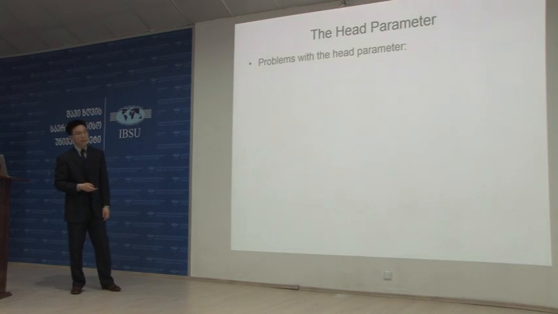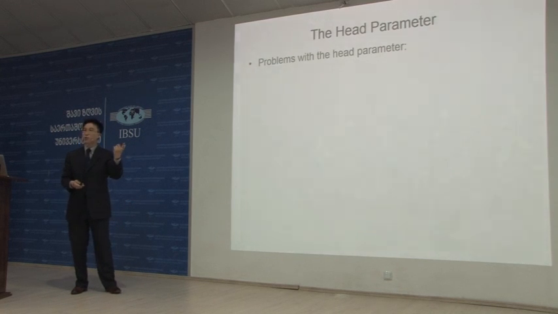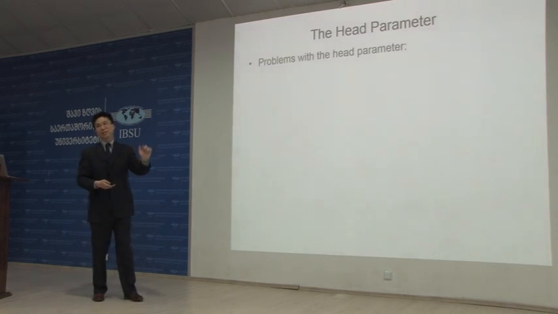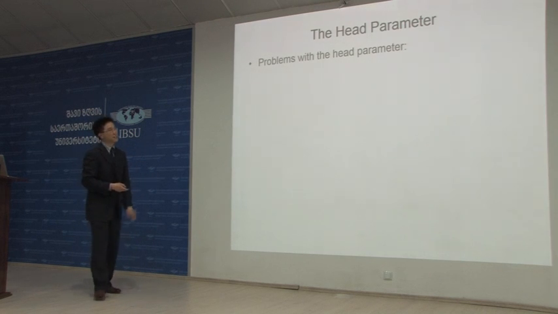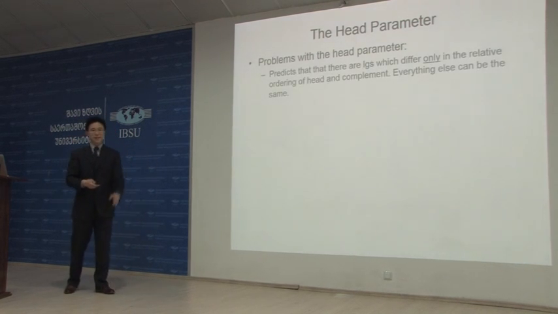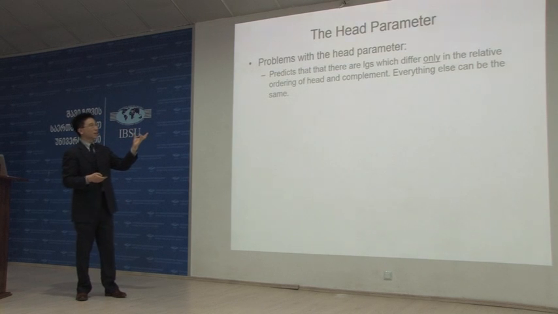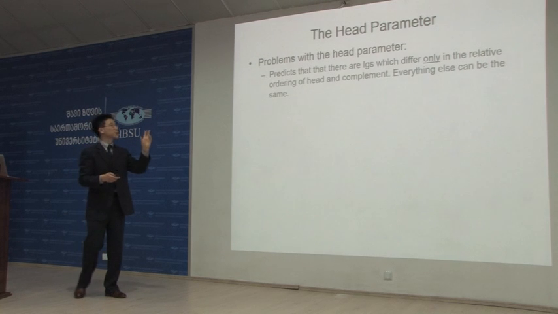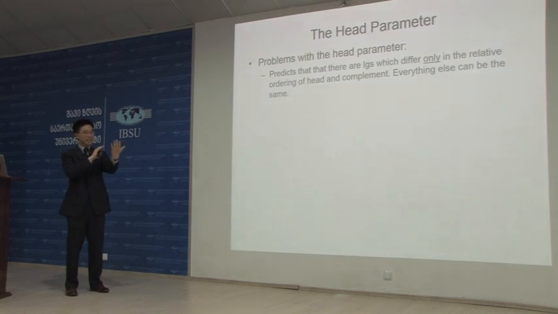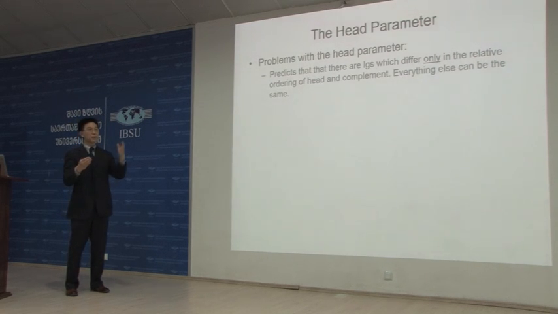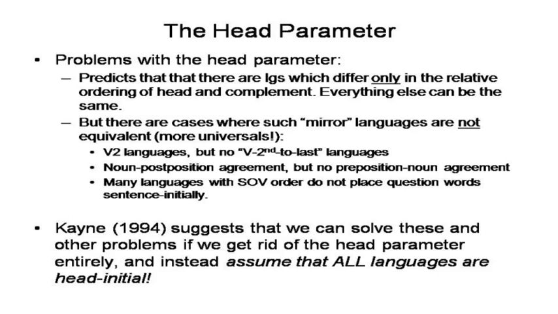There are some problems with the head parameter. I'm bringing up some problems to show you a more extreme version of a linguistic universal that somebody has proposed. So there are problems with the head parameter, right? The problem is that you would think that there could be languages which differ only in this relative ordering, and everything else would be the same, right? But there are even more correlations with a head parameter, okay? So, for instance, these are just examples, I'll go through them.